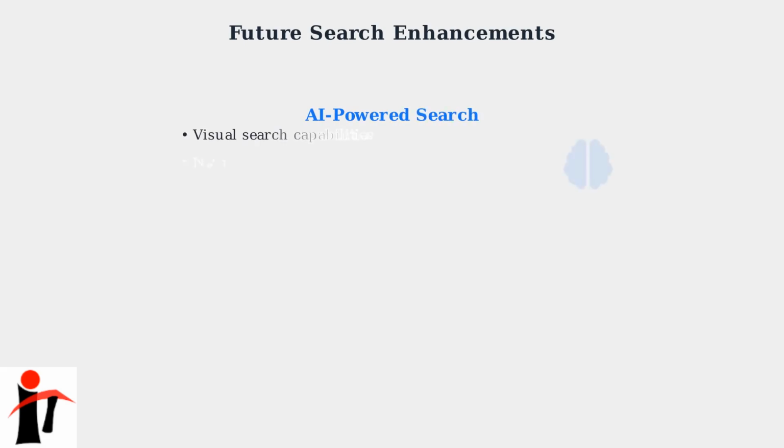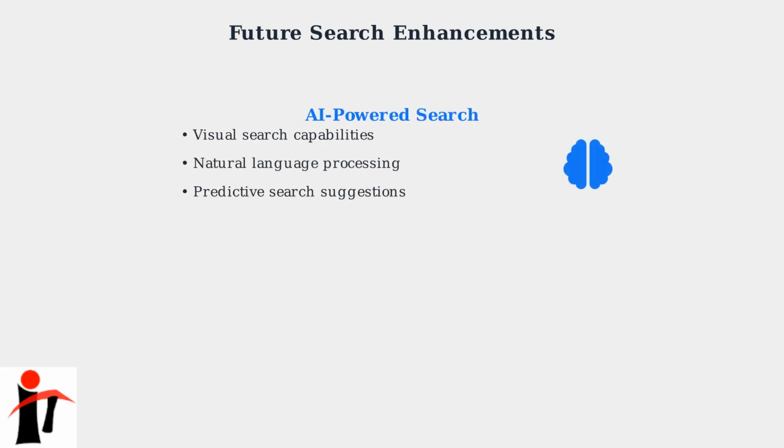Now let's explore the exciting future developments that will transform Facebook Marketplace search in the coming years. Artificial intelligence will revolutionize marketplace search. Visual search will let you photograph items to find similar products. Natural language processing will understand conversational queries, while predictive suggestions will anticipate what you're looking for.